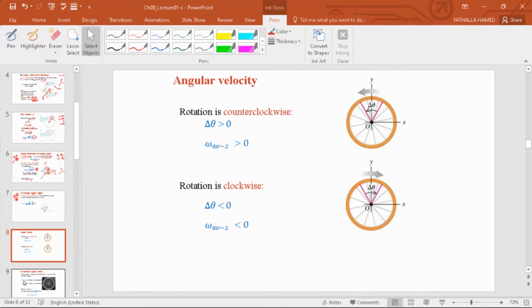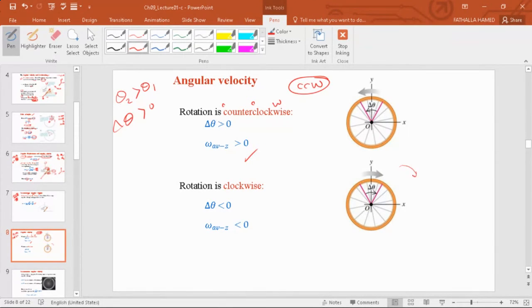Now, rotation. When the rotation is counterclockwise, and you take here CCW, we say counterclockwise. That means you're moving from the positive x-axis. Now, when you do that, you know that your theta 2 is going to be greater than theta 1, so your delta theta will be greater than 0. So in that case, your omega fz will be greater than 0. That's when you're rotating counterclockwise.